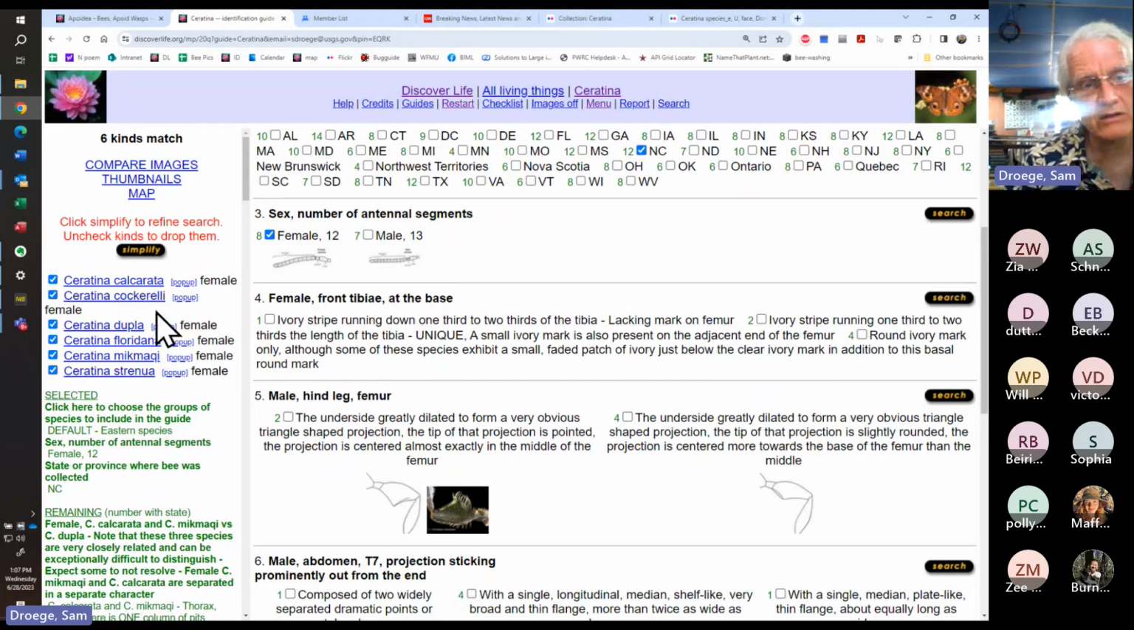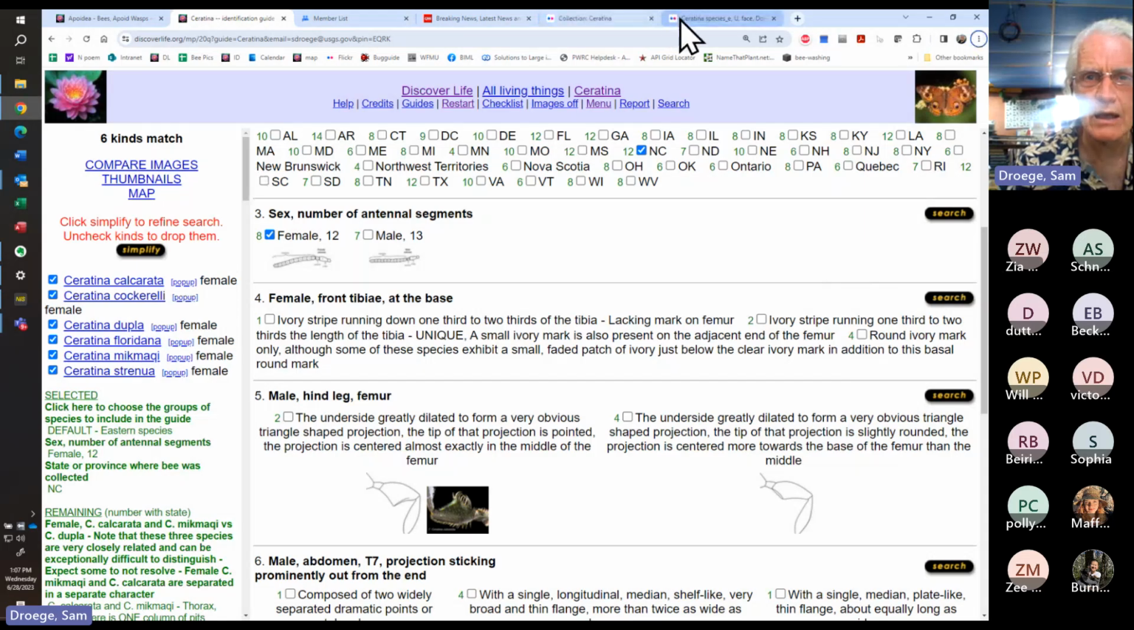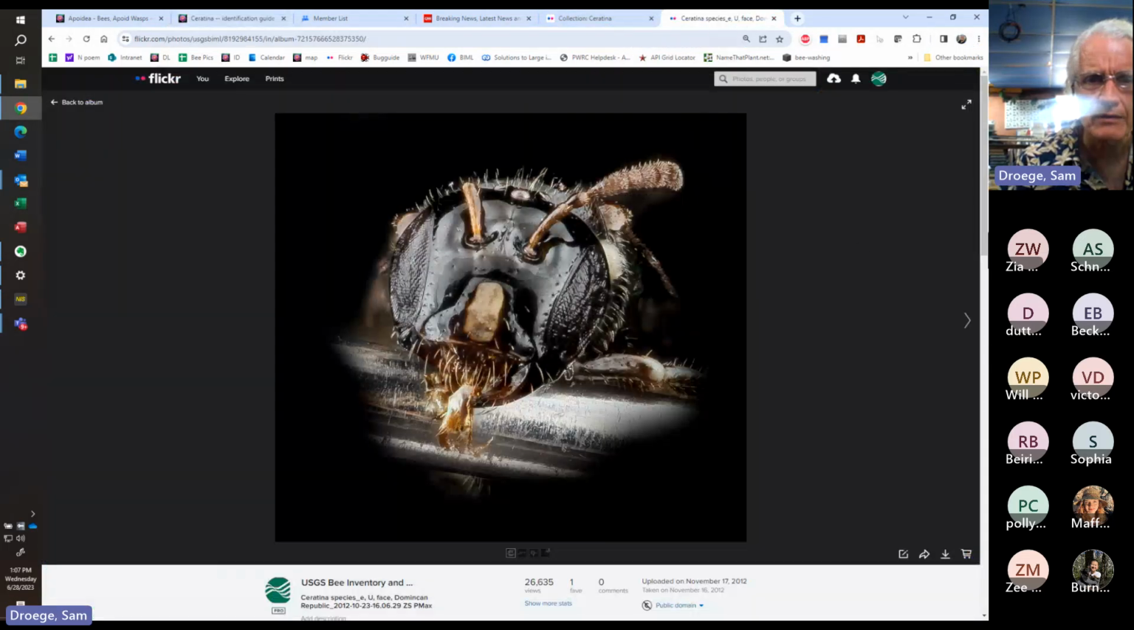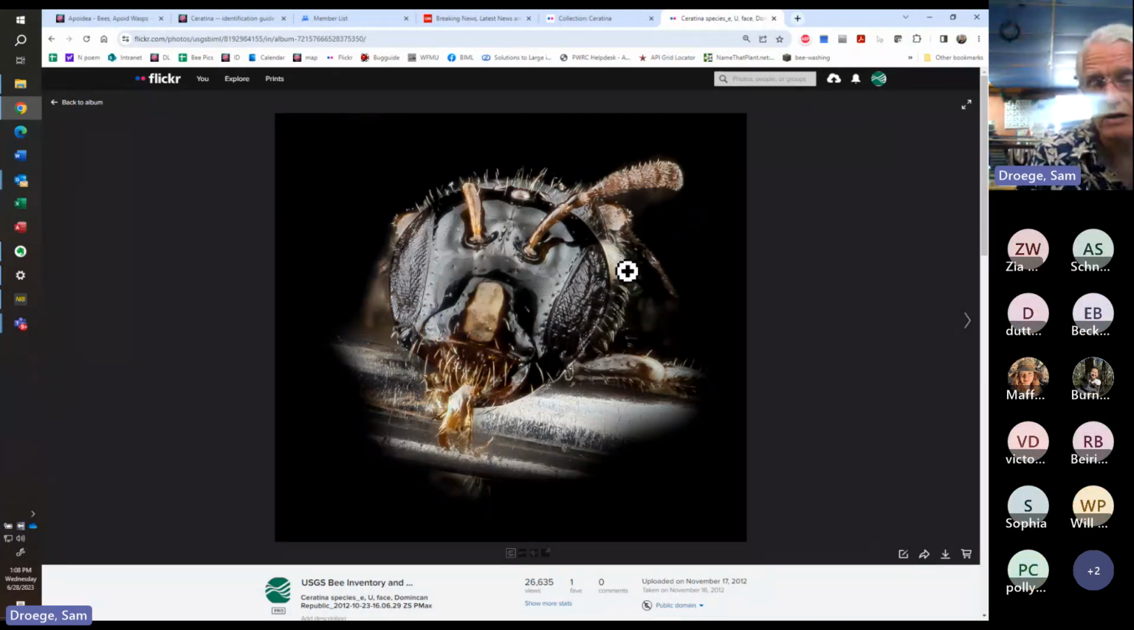Of these, this cockerelli is considered to be in a separate subgenus and is quite distinctive looking. So we'll throw ourselves over to a picture here of cockerelli. You can see just from looking at the face, very dark, almost black, perhaps even considered to be black, very shiny, super small, much smaller than even Ceratina strenua. The female that you're looking at here has this whopping big white mark that takes up a good bulk of the clypeus, larger than the other species.